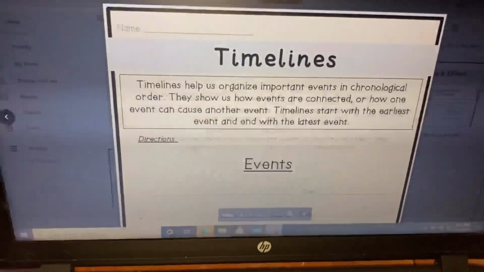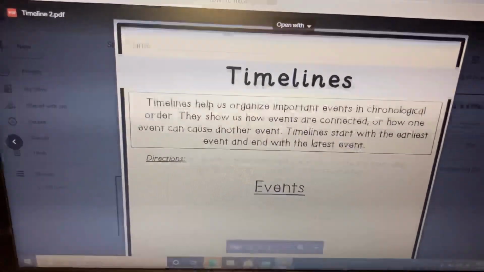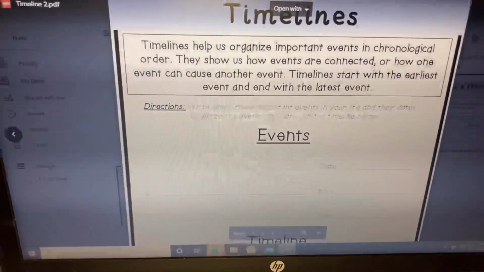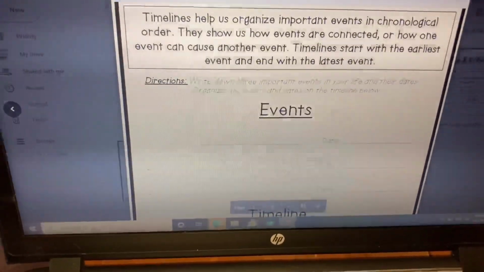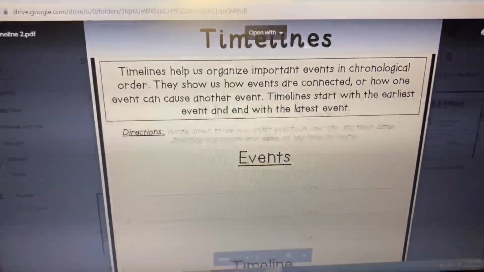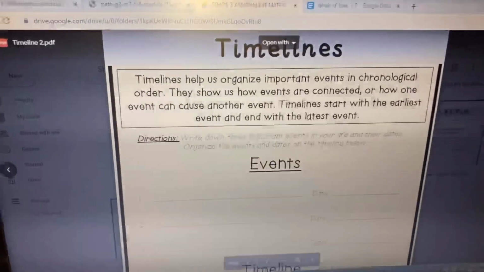Okay, so the timelines help us organize things in chronological order. They show us how things are connected or how an event can cause another event. Timelines start with the earliest event and the latest event. So what I want you to do is think about 3 important events in your life and their dates. Organize the events and then draw them on the timeline below.